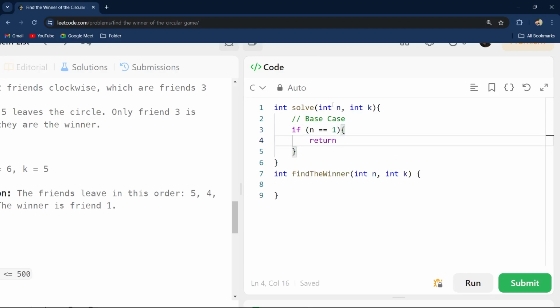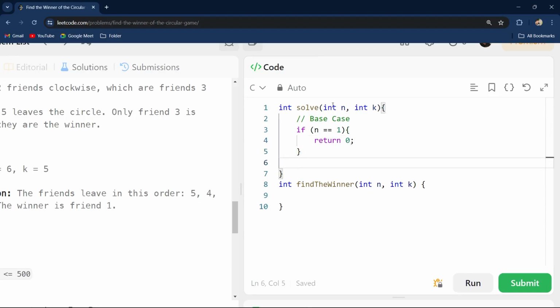Because I told you about 0 modulo, right? Let me return 0, and from the answer we can do one thing: every time we can add 1. That can be done every time. Otherwise we will use our recursive call to the same function. Return solve of n minus 1 comma k plus we were adding the k, and if the answer is going beyond, what will you do? You will do modulus of n. That's all. This is your logic.